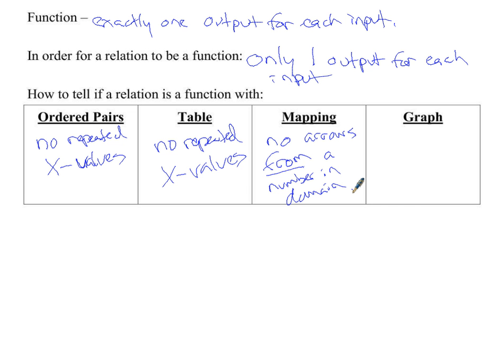And from a graph, how do you tell if a relation is a function? Passes vertical line test. We'll talk about vertical line tests here in a little bit.